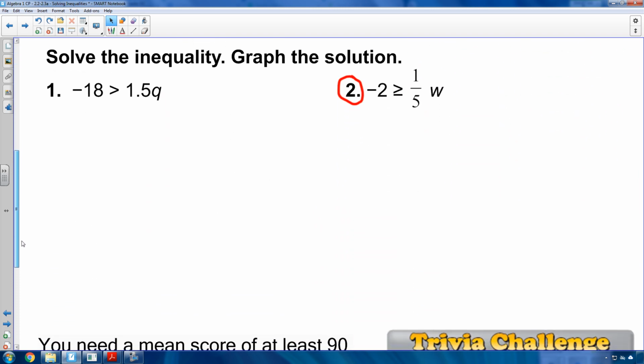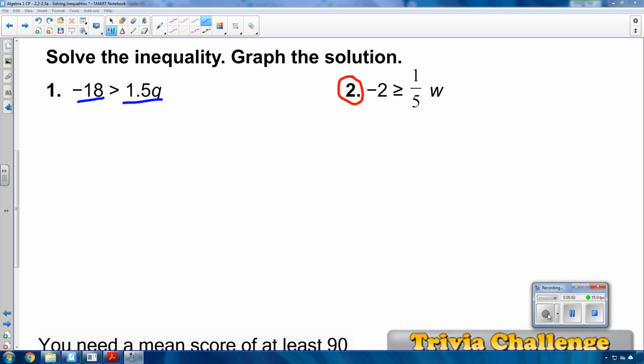Lastly, we're going to talk a little bit about multiplication and division, solving with multiplication and division. So if you look at this problem, what do you think you would do if you have this 1.5q? Do you guys remember what you would do when you normally have that with an equal sign? What you want to do here is use division to get rid of the 1.5. So divide by 1.5 on both sides.